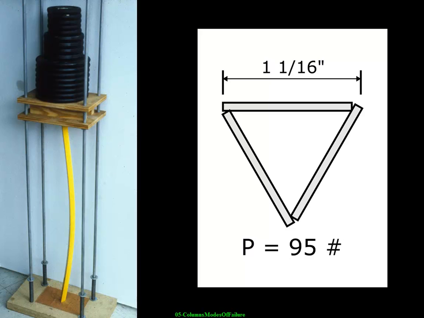Now we can take that same amount of material and put it into a triangular shape, and we go from 15 pounds of capacity up to 95 pounds. So increasing the breadth has had a huge and dramatic effect. We've gone all the way from the thin sheet of material that didn't even work as a column to the rod, which was highly localized and didn't have much breadth. Now we're up to a triangular cross section, and it's now holding 95 pounds.